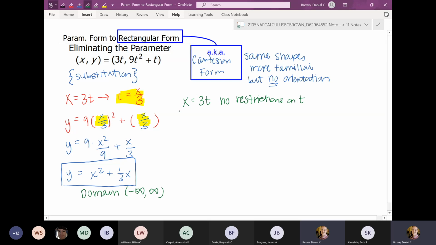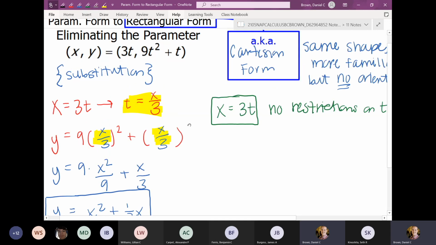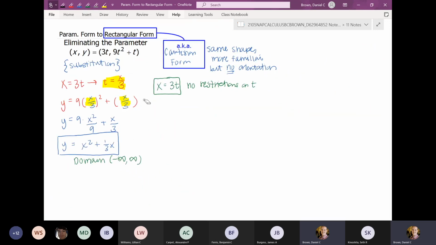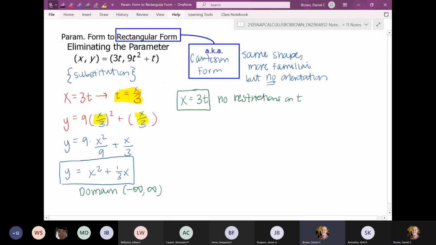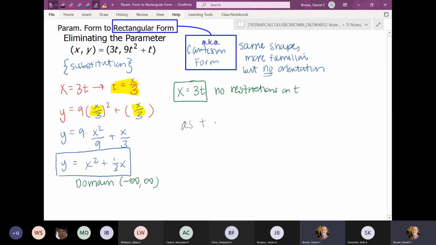I can also use this statement to figure out whether it's moving to the left or to the right. And that parameter, again, is representing time. Time moves in a positive motion. So how I think about this, whether I write it down or just think about it in my head, is as t increases, what is x going to do? Because x is going to talk about the left or right motion.